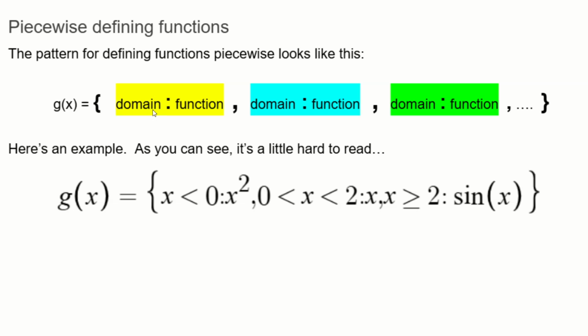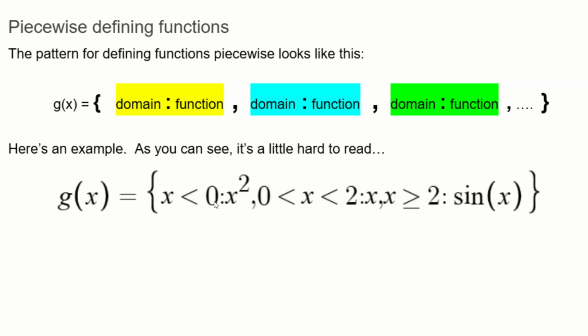But you start with the domain that you want to display the function in. So maybe x smaller than 0, or maybe x between 0 and 2. And then you have a colon. And then you have the actual expression that you want to display. So you can see an example here, which we'll type into Desmos. You can see it's a little bit hard to read.